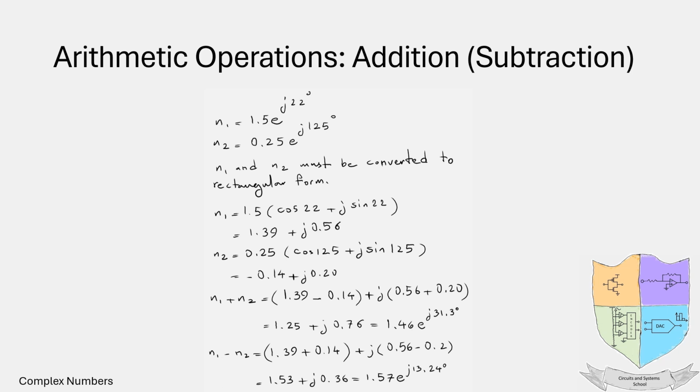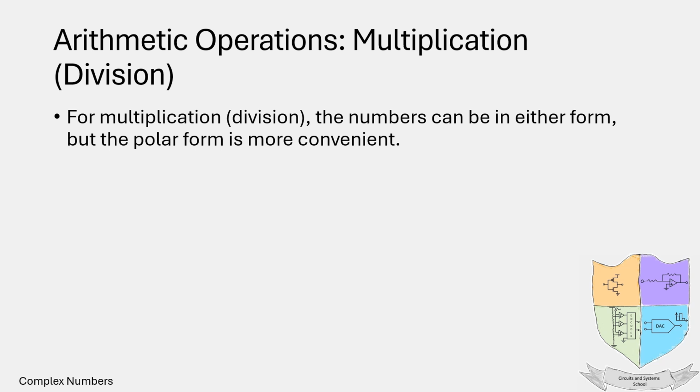Here is another example in which the two complex numbers are initially in polar form. For multiplication or division, the complex numbers can be in either form, but the polar form is more convenient.